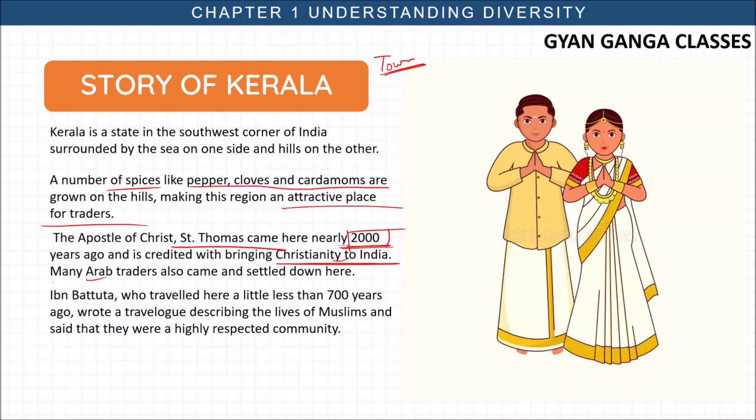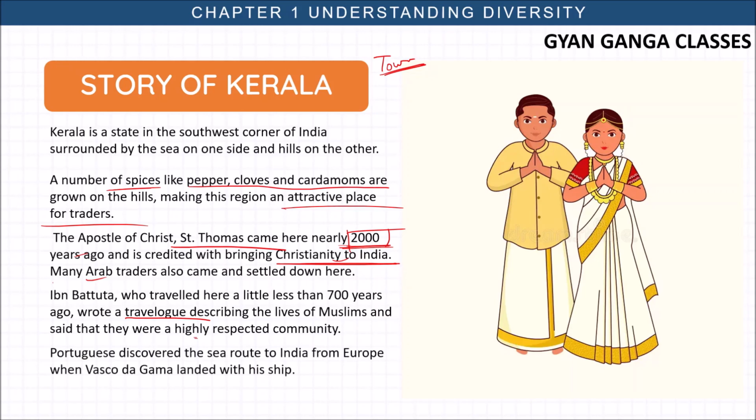Ibn Battuta, the traveler who visited there about 700 years ago, wrote a travelogue describing the life of Muslims, and said that they were a highly respected community. So that also influenced the written scriptures and the people over there. The Portuguese discovered the sea route to India from Europe when Vasco da Gama landed with his ship. Portuguese also entered Kerala, and they discovered a sea route from there to Europe.